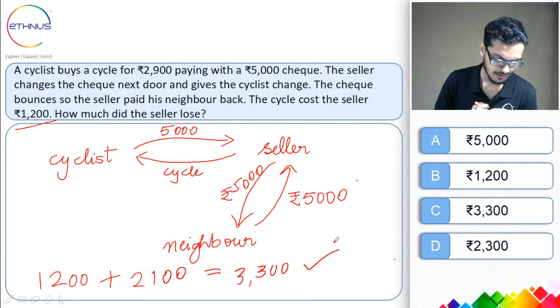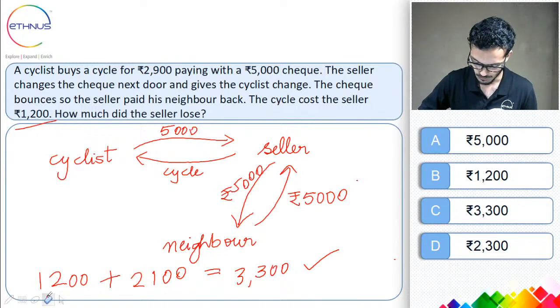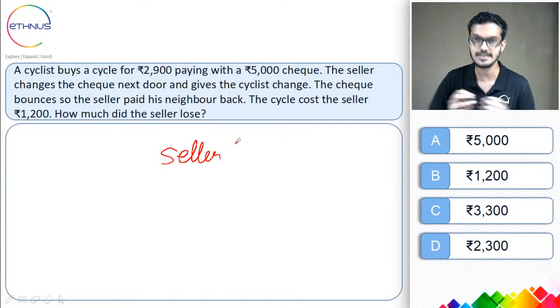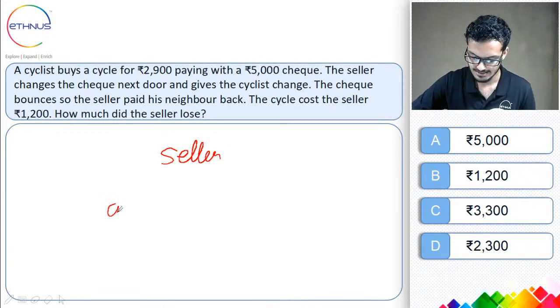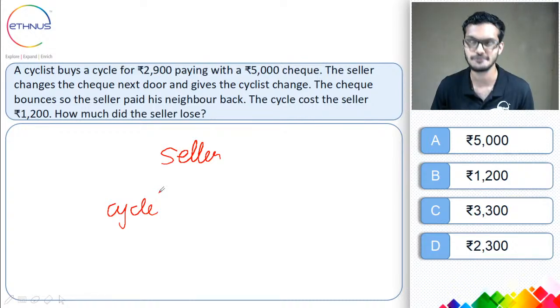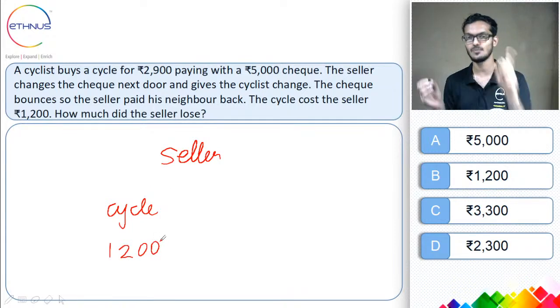Okay. Yes. So you just have to see it from the seller's point of view. So once again, a quick recap of this particular problem. Let's take the seller as the only person we are considering. See here, what are the things that the seller is losing? First thing is, the seller is losing a cycle because he has not got complete payment from the person. So the cycle is one thing he has lost. What is the cost of the cycle? It is 1,200. So this is one loss.